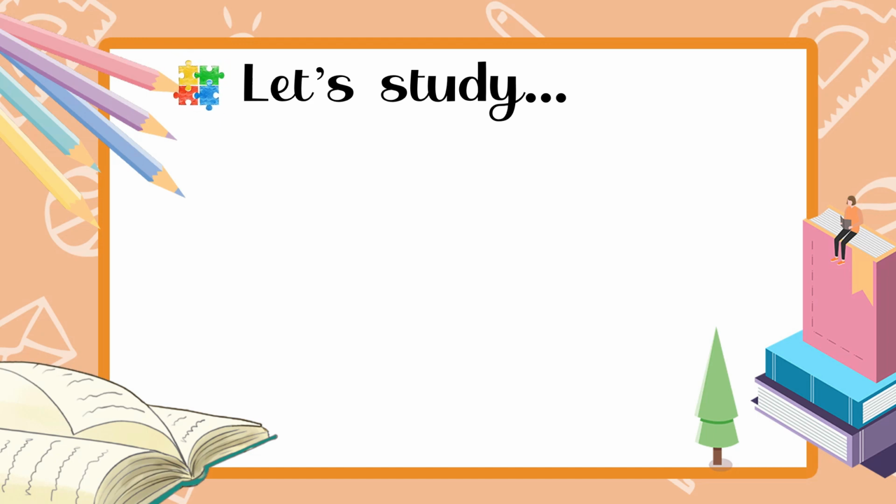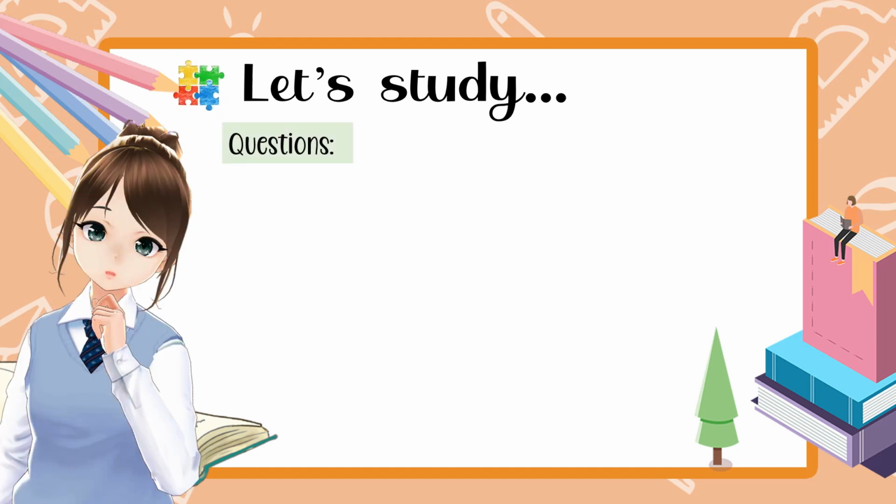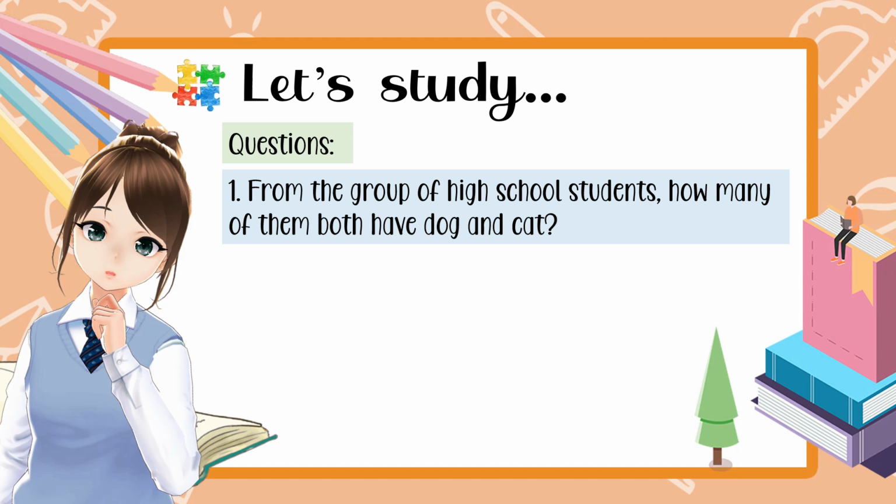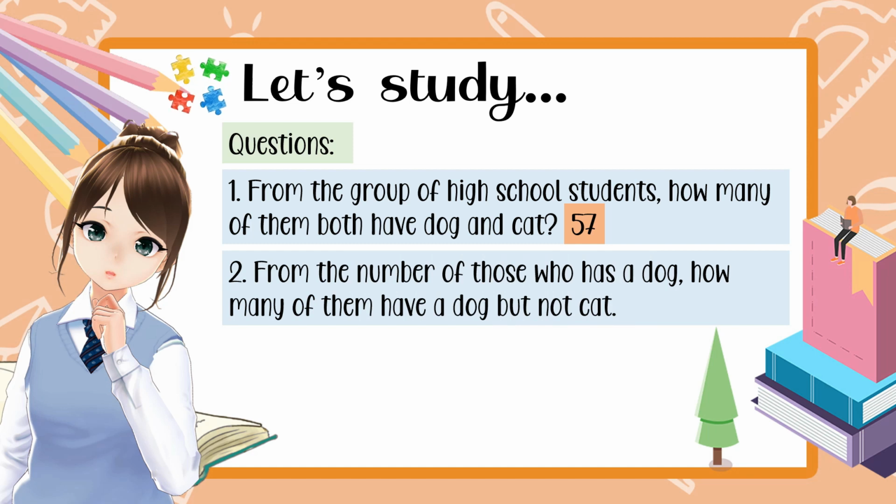Now, let us have some questions para mas mapadali natin yung paggawa ng ating Venn diagram. So, the first question, from the group of high school students, how many of them both have dog and cat? So, sinabi na yan kanina sa problem, given na yan, yung merong dogs and cats ay 57. Next question, from the number of those who have a dog, how many of them have a dog but not cats? So, ilan kaya yung dogs lang ang alaga?